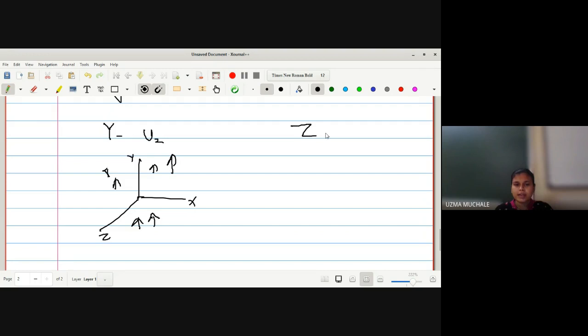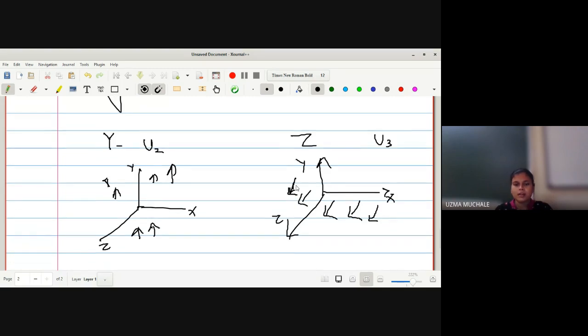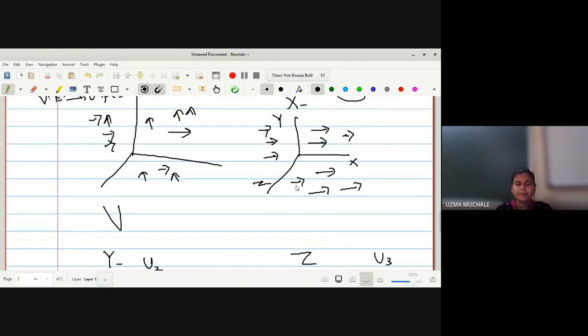Correct? And the z one, that is u3, in which all the tangent vectors are going in the, so this is x, y and z. So all the tangent vectors now are going in the z direction. Correct? Are you able to see what is the difference?